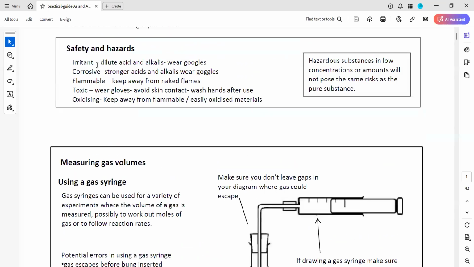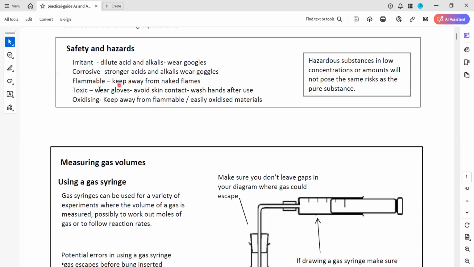As you can see here, these are the hazards. If a substance is an irritant, it is a hazard, usually dilute acids and alkalis. We minimize the risk by wearing goggles. If a substance is corrosive, like strong acids and alkalis, it will cause harm, so we wear goggles.